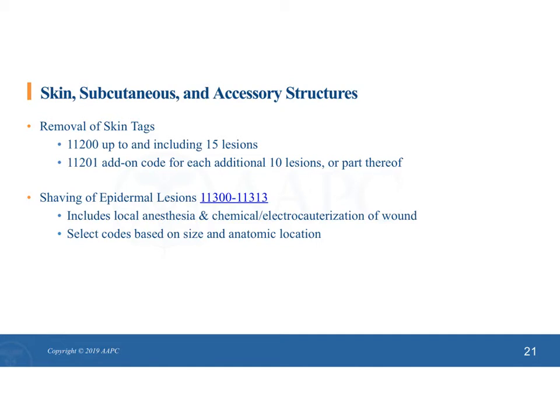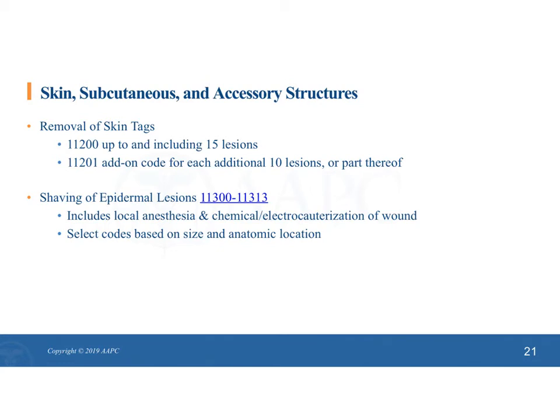If we had 35 lesions, how would we code that? We would code 11200 for the first 15, 11201 for the next 10, which makes 25, and then we would code 11201 again for the other 10 lesions. So we would end up with 11200, 11201, 11201. Or you could write that as 11200, 11201 times 2.